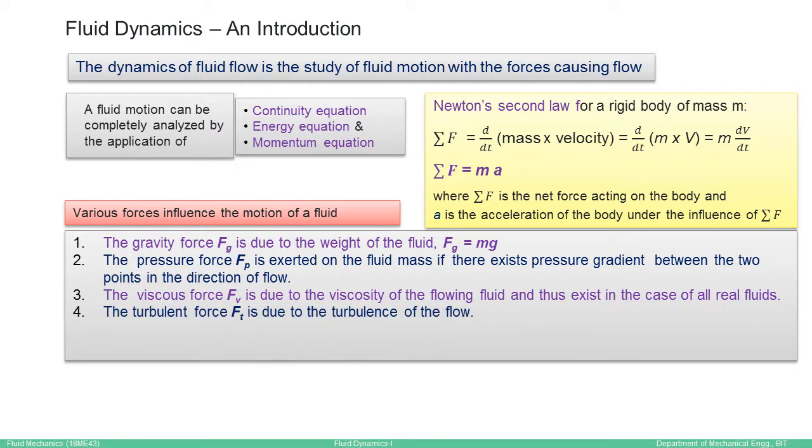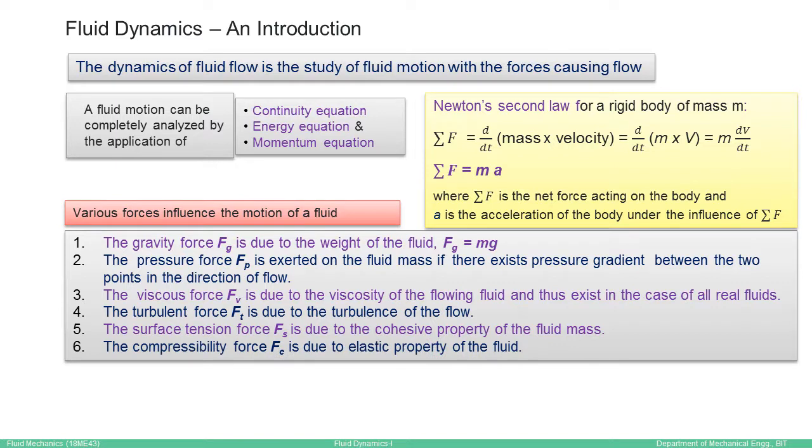And turbulent force is due to the turbulence in the flow, that is the disorderly, rapid mixing motion there, which may have an effect on fluid motion. And also surface tensile force, which tries to have the minimum surface area for a given fluid when it is in interface with another fluid, and that is due to cohesive properties of the fluid mass. And also compressibility force, also called elastic force, which is due to the elastic property. And you know that all gases are generally compressible compared to liquids. Generally liquids are assumed to be incompressible.